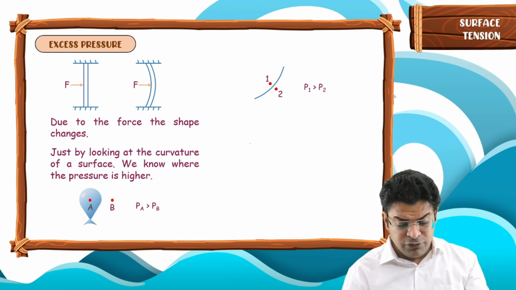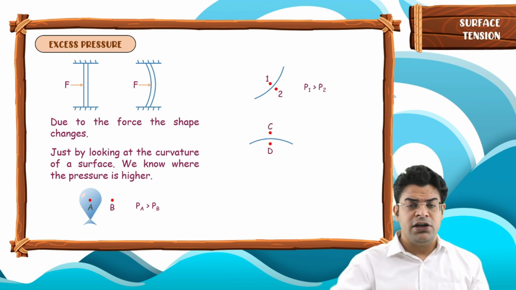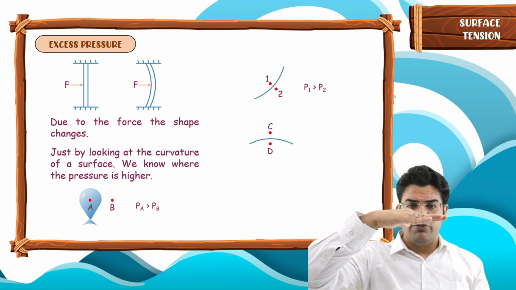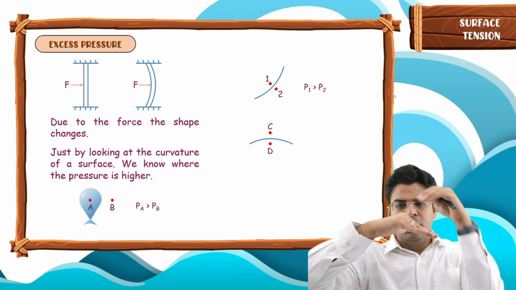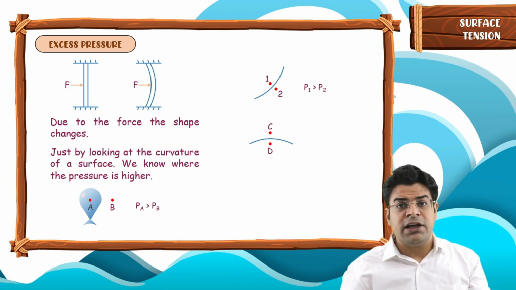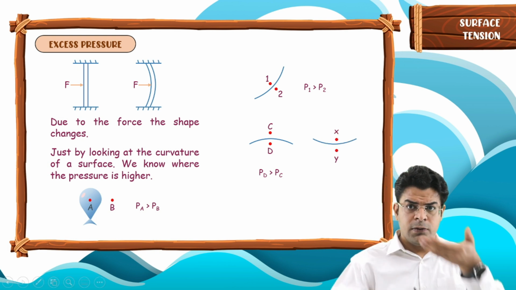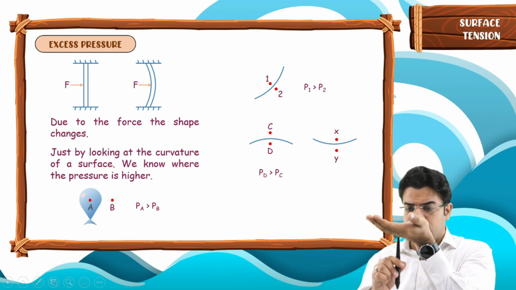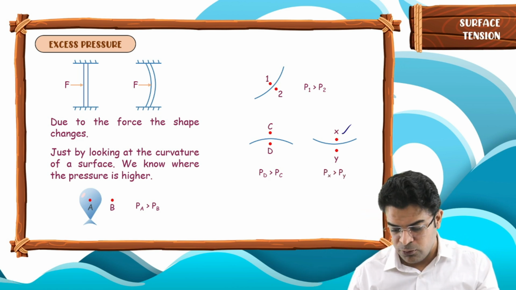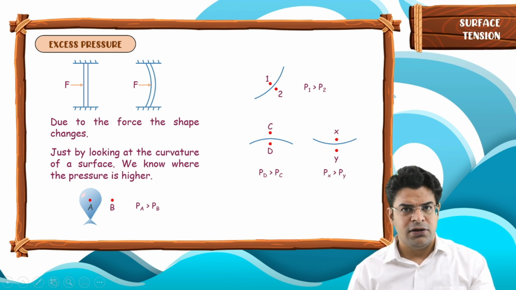And if we find this type of curvature, tell me where the pressure is more, at C or at D. So sir, if equal pressure, this would have been flat, but it is curved up. This means that the pressure from bottom is more than the pressure from top. Hence we can say the pressure at D is more than the pressure at C. And if we see this type of curvature, then the force from the top has to be higher than the force from the bottom. So the pressure at X has to be more than the pressure at Y. So this is simple, right?